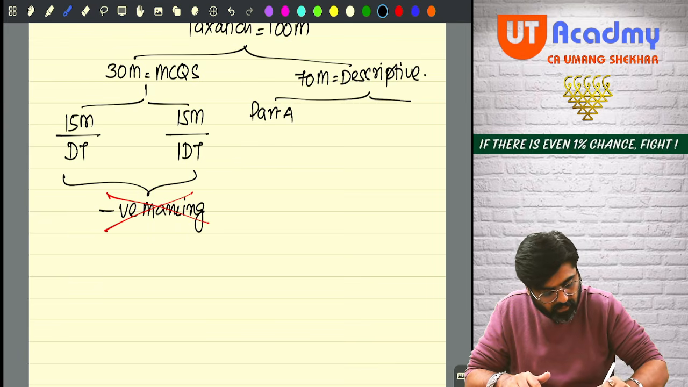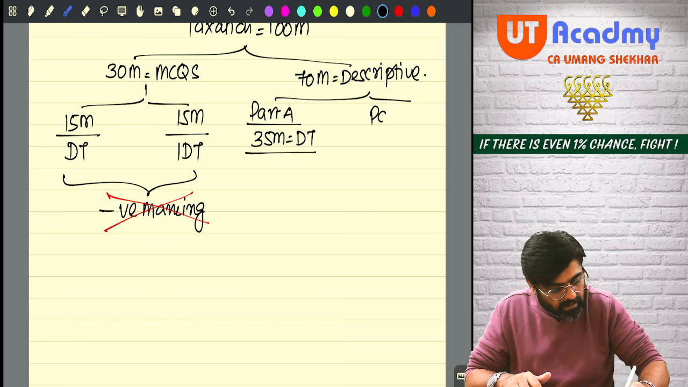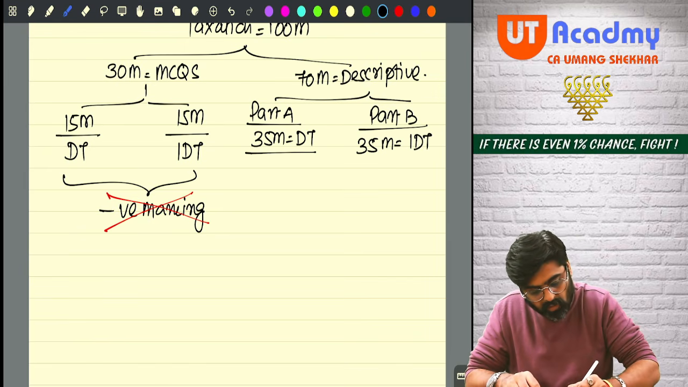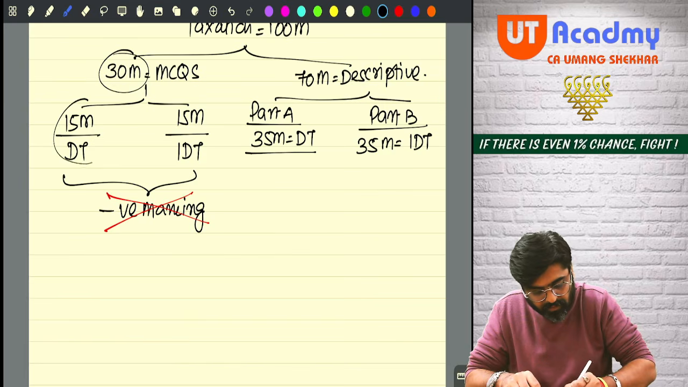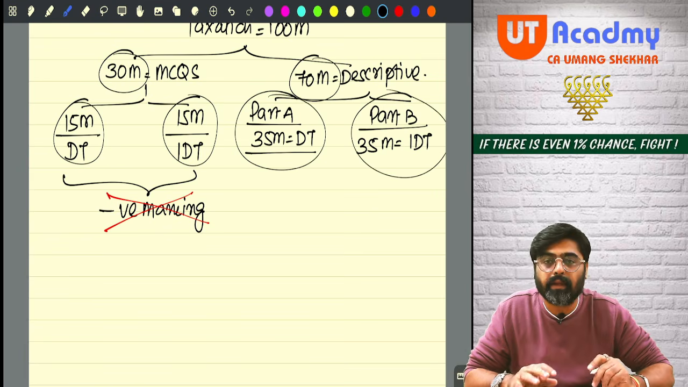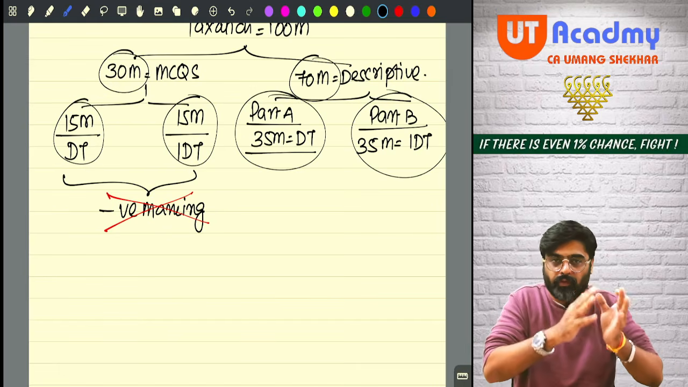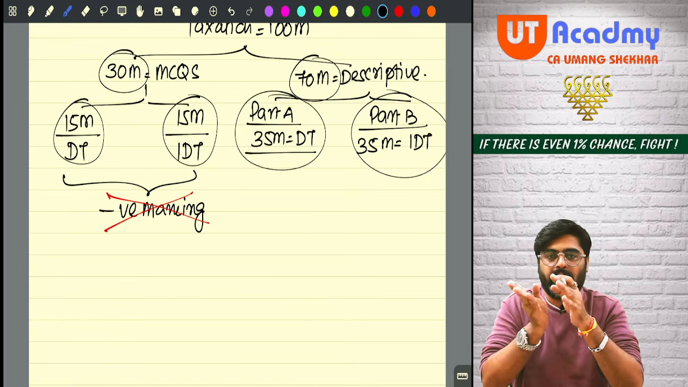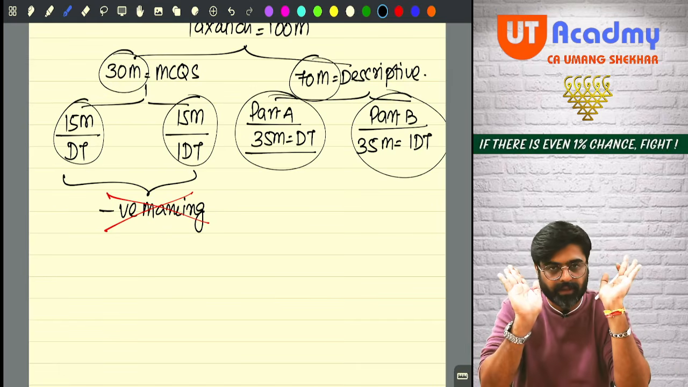Part A, 35 marks will be DT. And part B, 35 marks will be IDT. See, what we have done, out of this 30, we have done 50-50. So out of this 70 also, we are supposed to do 50-50. Getting my point? So 50% marks belongs to DT and 50% marks belongs to IDT.